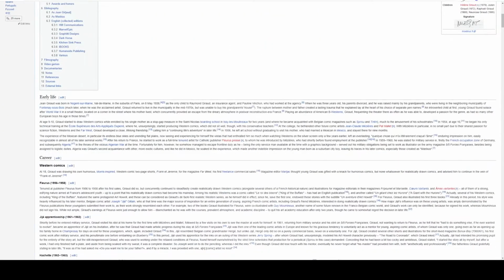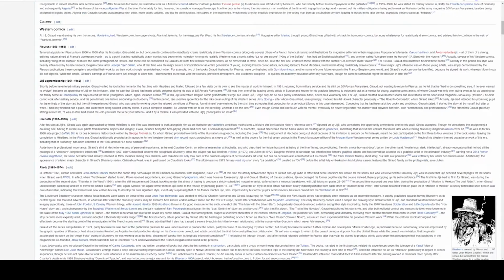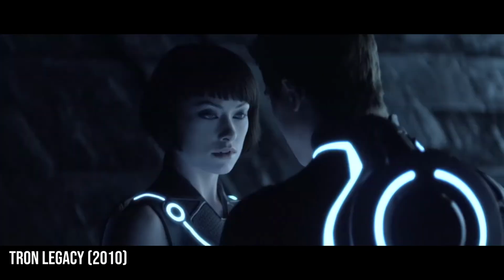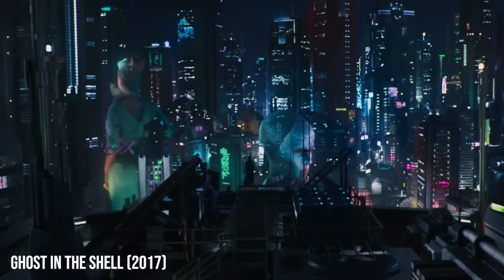There are a few other movies that are examples of the subgenre of cyberpunk. You have movies like TRON, RoboCop, and then you have a more recent movie, Ghost in the Shell, which was a remake of an older film.